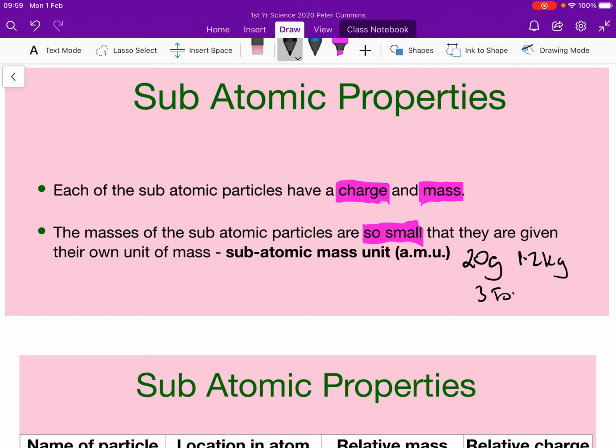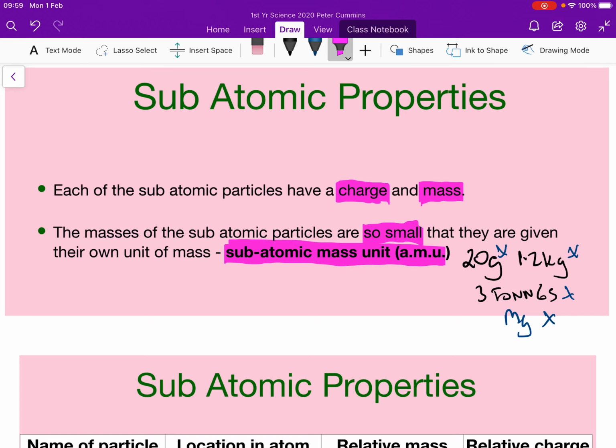If I got you to weigh something really heavy, like a car, you might say it's 3 tons. But these particles are so small that we can't use grams or kilograms or tons. We can't even use milligrams, something we'd say is quite small. We have to come up with a different unit: atomic mass units, AMUs.